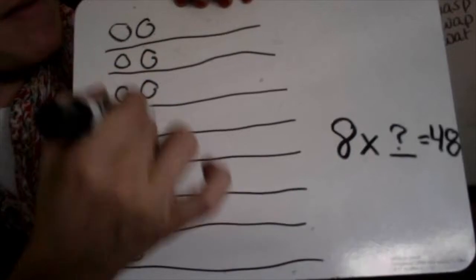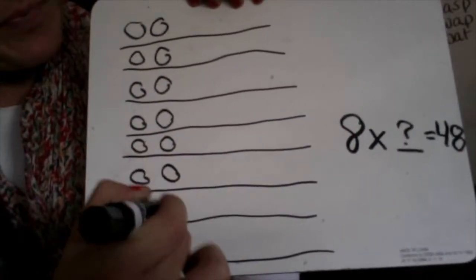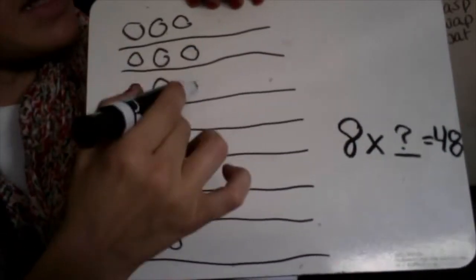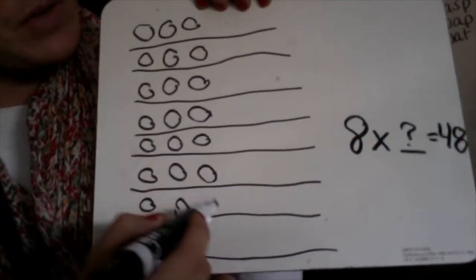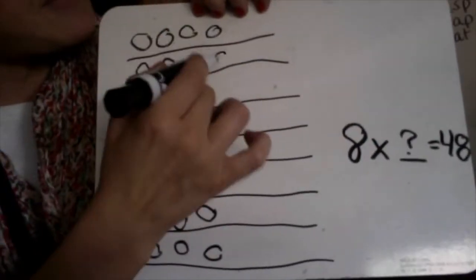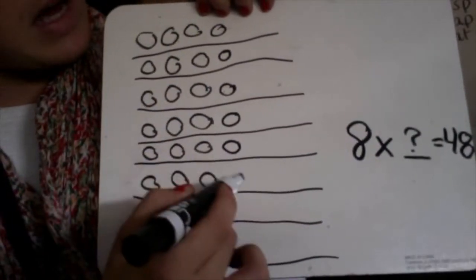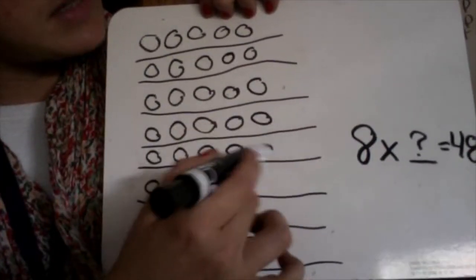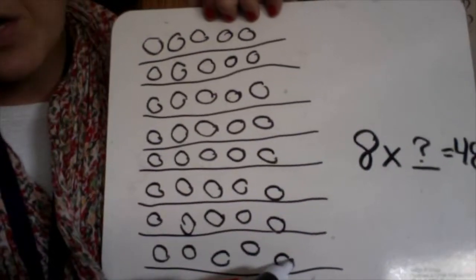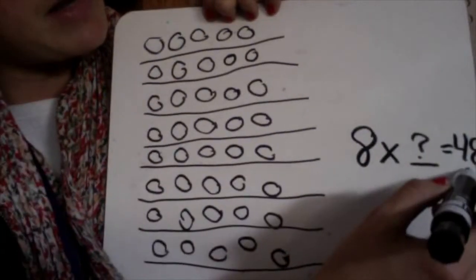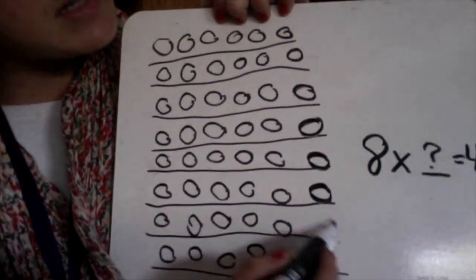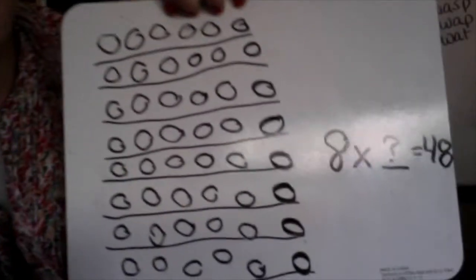9, 10, 11, 12, 13, 14, 15, 16. Back up to the top. 17, 18, 19, 20, 21, 22, 23, 24, 25, 26, 27, 28, 29, 30, 31, 32, 33, 34, 35, 36, 37, 38, 39, 40. Are we done yet? Nope, we want to get to 48. 41, 42, 43, 44, 45, 46, 47, 48 spaces total.